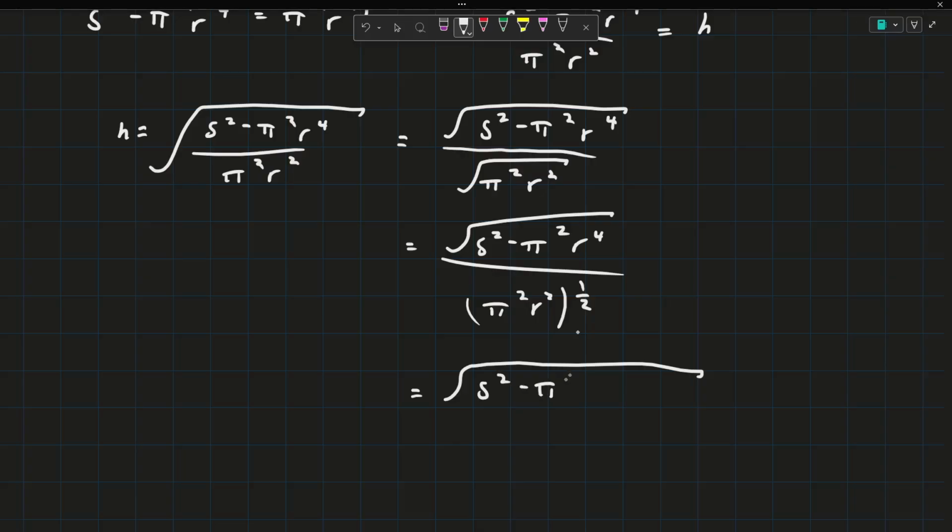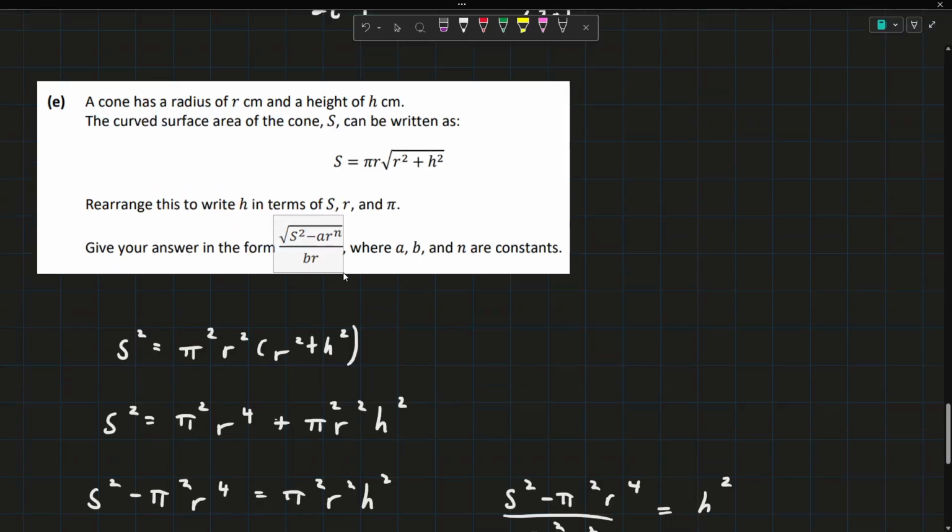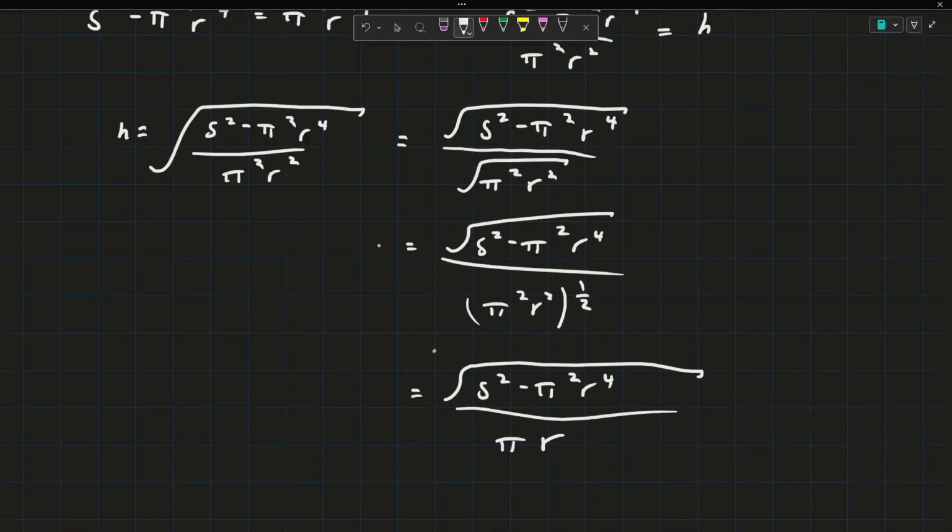So again, I'll write the numerator first. We'll have s squared minus pi squared r to the power of 4. So the pi squared to the power of 1/2, that'll just give us pi, and then r squared to the power of 1/2 will just give us r. And now you can see it's in the correct form that they asked us for. So we are done.